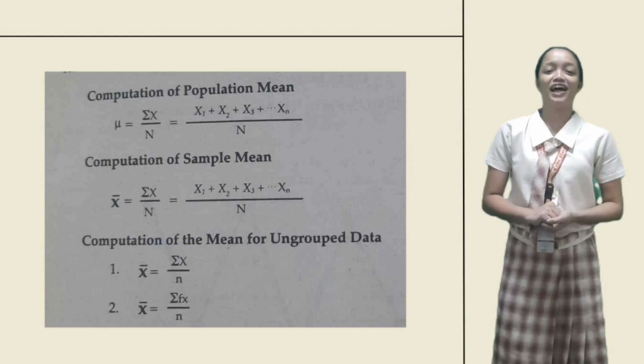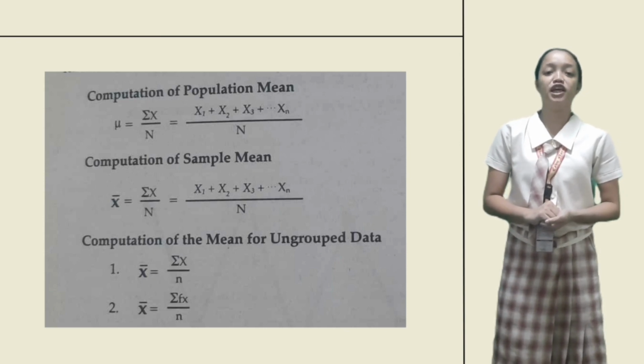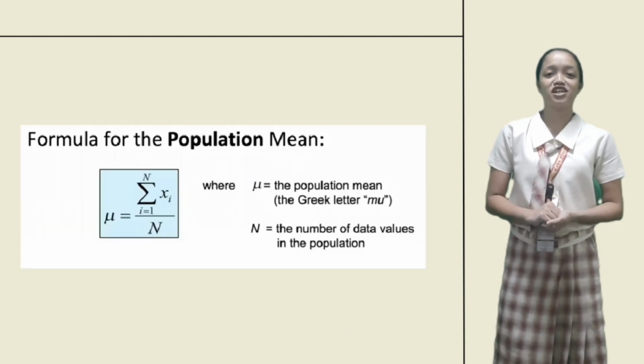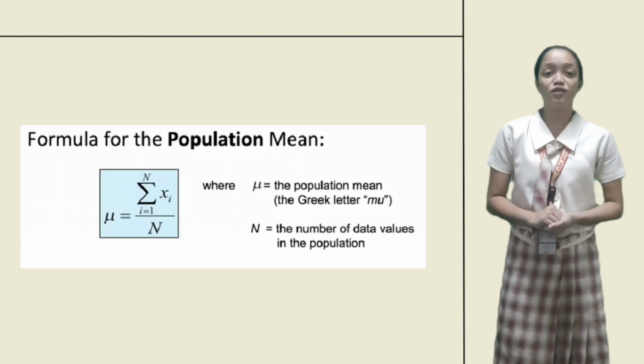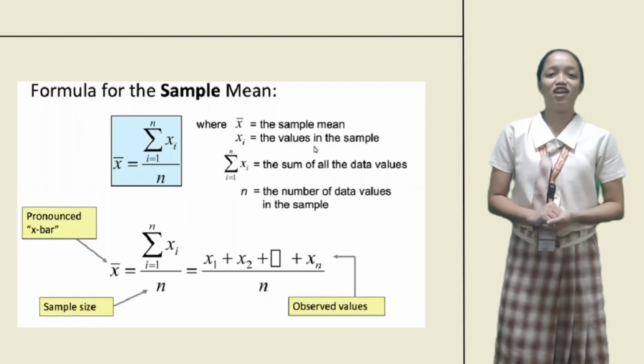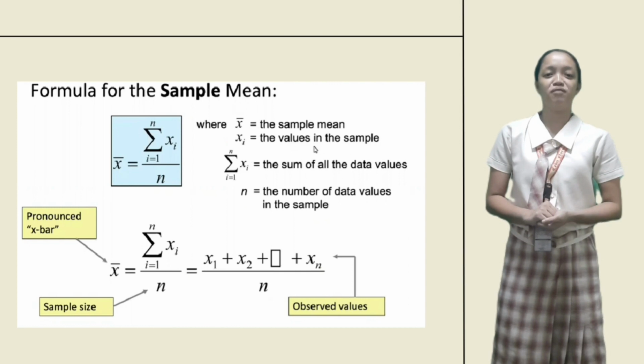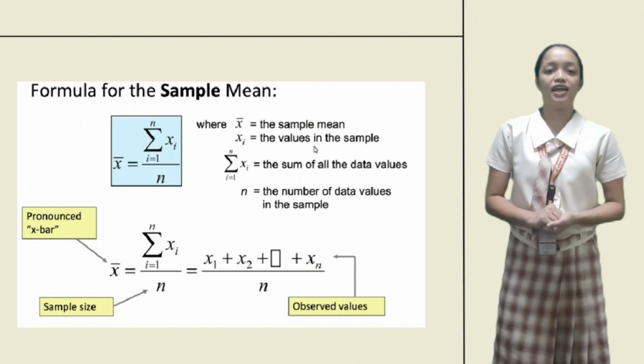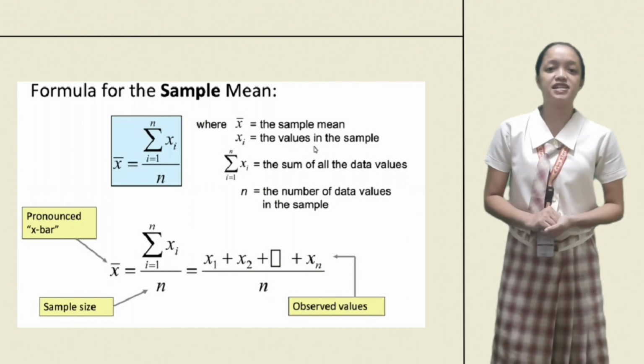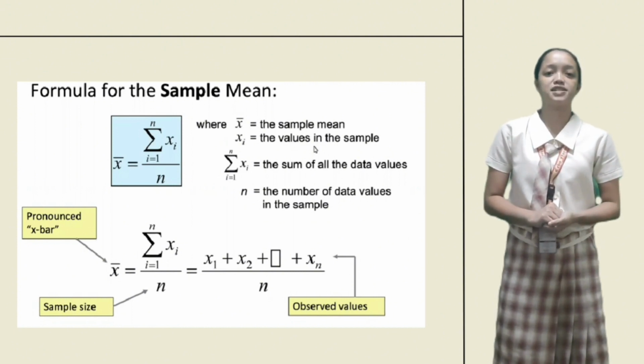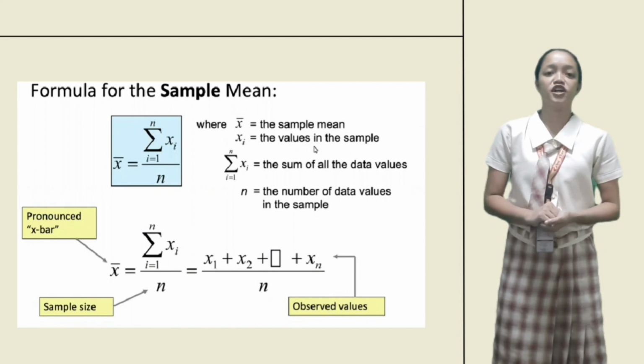Here are the formulas for the computation of the population mean, the sample mean, and the mean for ungrouped data. First, we have the formula for the population mean. We use the Greek letter mu, while for the number of data values in the population, we use the capital N. Second, we have the formula for the sample mean. X bar is used for the sample mean, X sub i are the values in the sample, X sub 1, X sub 2, X sub 3, and this symbol here means summation, and n is the number of data values in the data set.